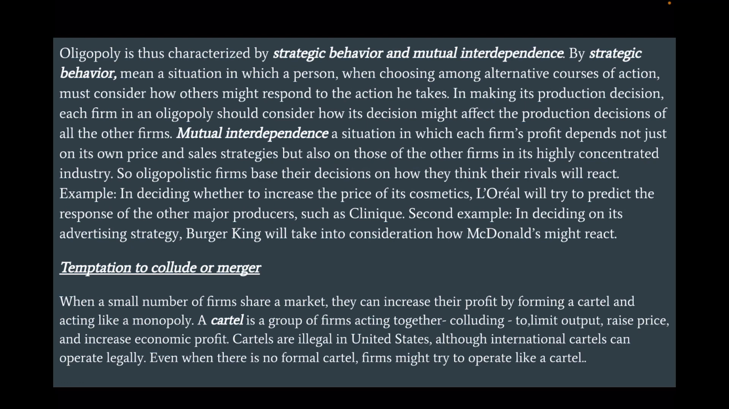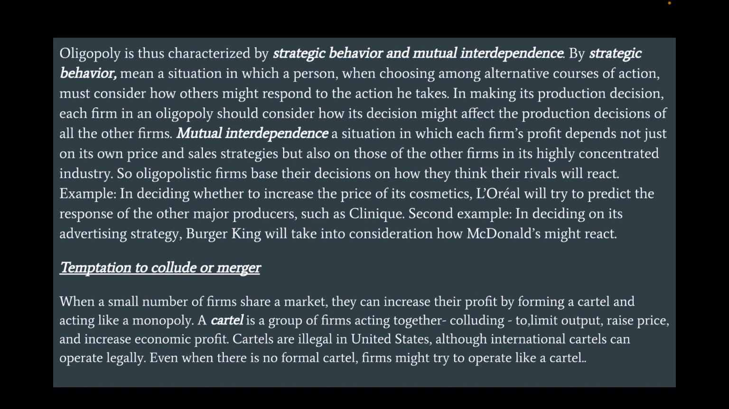Oligopoly is thus characterized by strategic behavior and mutual interdependence. By strategic behavior, we mean a situation in which a person, when choosing among alternative courses of action, must consider how others might respond to the action they take. In making its production decision, each firm in an oligopoly should consider how its decision might affect the production decisions of all the other firms.